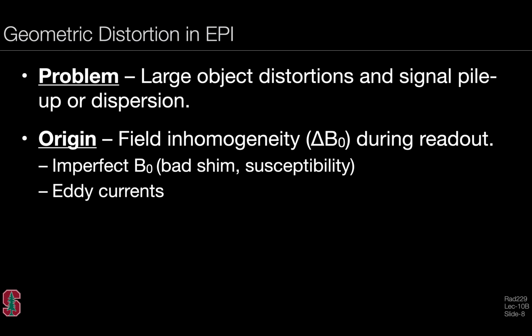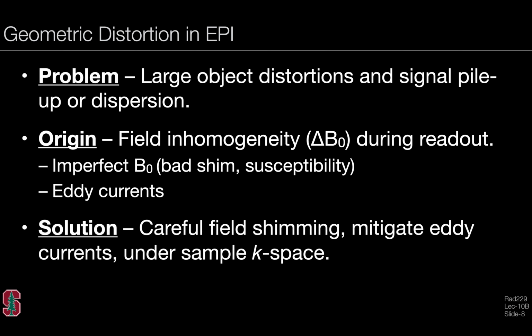The origin of this fundamentally is a field inhomogeneity or a delta B0 shift that's occurring during the long EPI readout. That may arise as a result of imperfect B0. Perhaps we have a bad shim. Of course, we can have susceptibility shifts in our field due to changes in tissue types, air, and more water-like tissues. Or we can also have eddy currents lead to delta B0 shifts that persist during the readout interval.